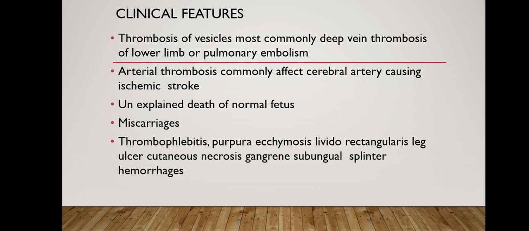Clinical features. The clinical features of APLS include thrombosis of vessels, most commonly deep vein thrombosis of the lower limb or pulmonary embolism. Arterial thrombosis most commonly affects the cerebral artery, leading to ischemic stroke. Unexplained death of a normal fetus and miscarriages are also clinical features. The clinical features related to skin are thrombophlebitis, purpura, ecchymosis, livedo reticularis, leg ulcers, cutaneous necrosis, gangrene, and subungual splinter hemorrhage.